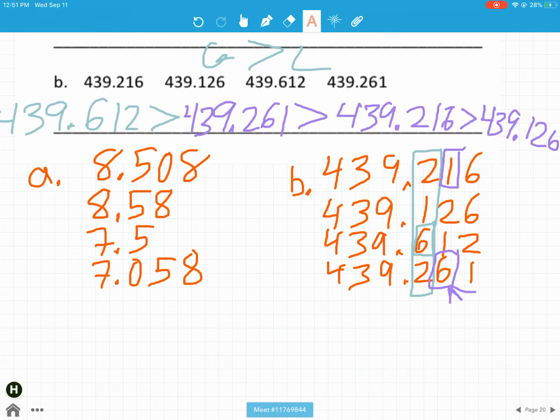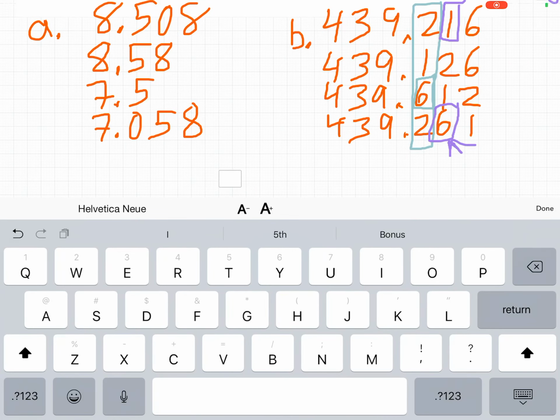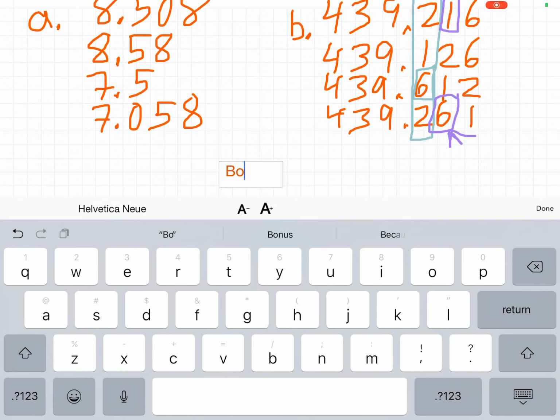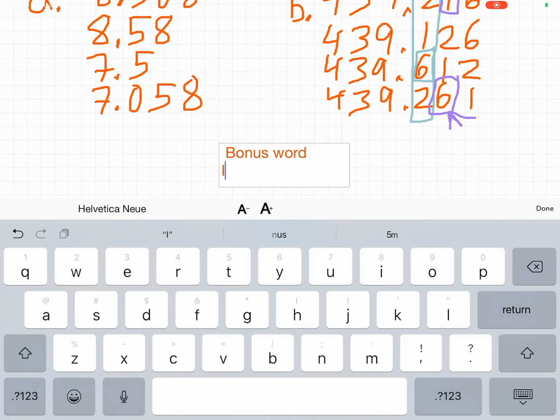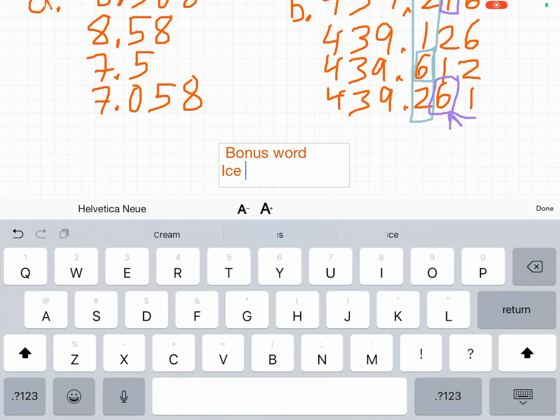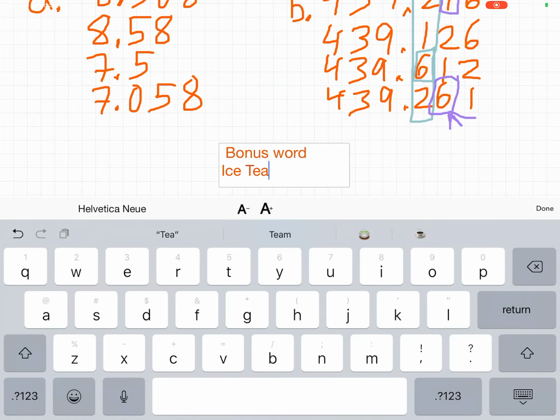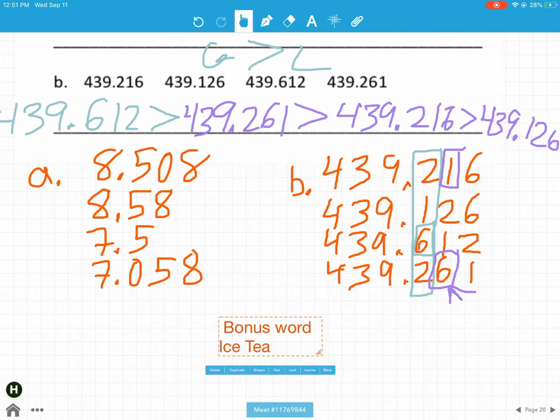All right. So today's bonus word. It's bonus word time. Bonus word. It's a phrase. Iced tea. I'm drinking it right now. That's why I'm thinking of it. All right. Make sure you write that on your homework and show it to me. Otherwise, I will not be able to give you the bonus points.